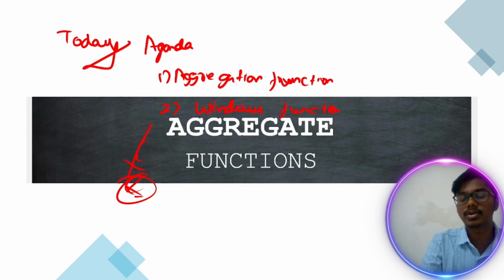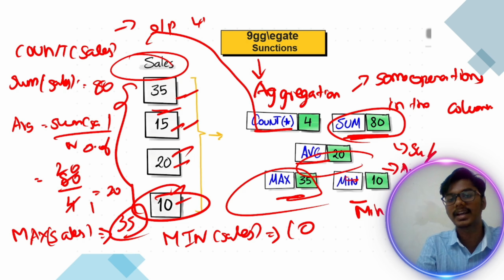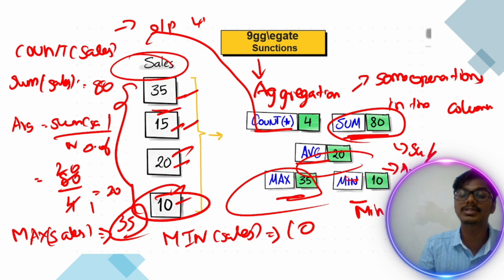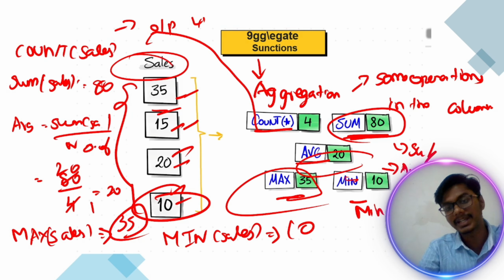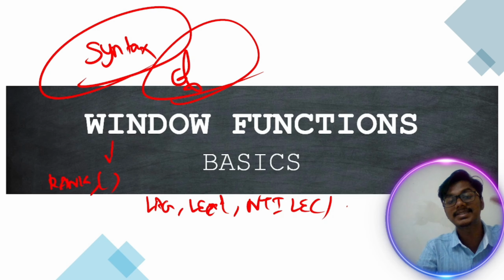Today's agenda is all about the aggregation function. We have seen the aggregation. What does aggregation mean? We are doing some calculation on a column. That's all about the aggregation function. We have discussed count, sum, average, max, min, and we have discussed the syntax. The main agenda, the main hero, is the Windows function basics.